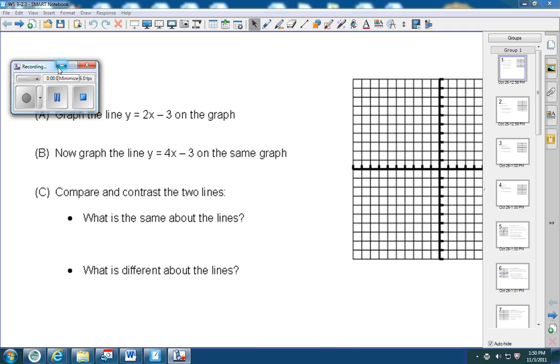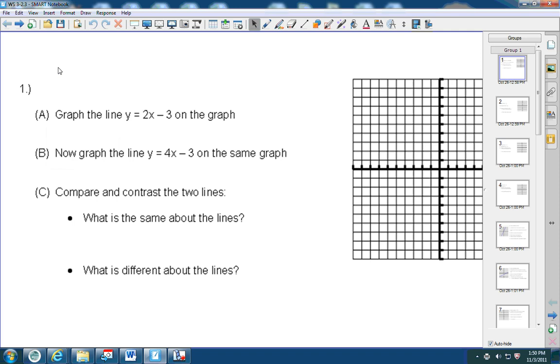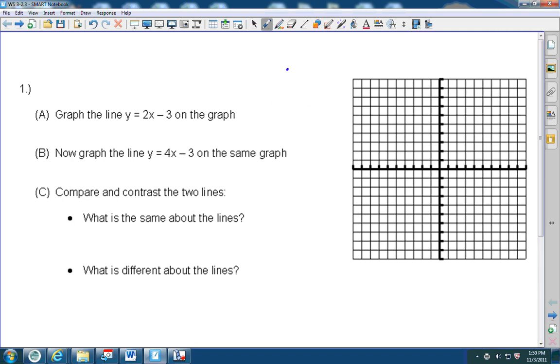This video goes along with Unit 3-2.3. It has to do with graphing lines and parallel lines. Okay, the first thing it says to do on here, it says to graph the line y equals 2x minus 3 on the graph.